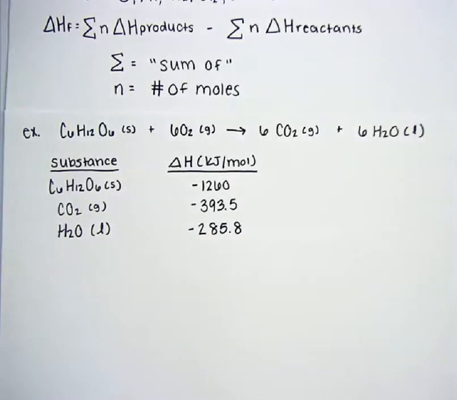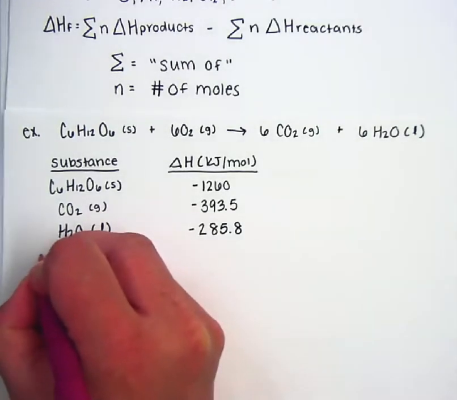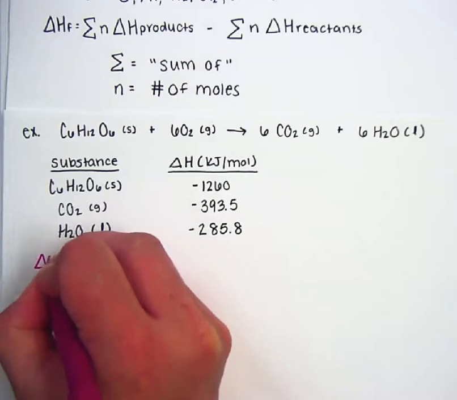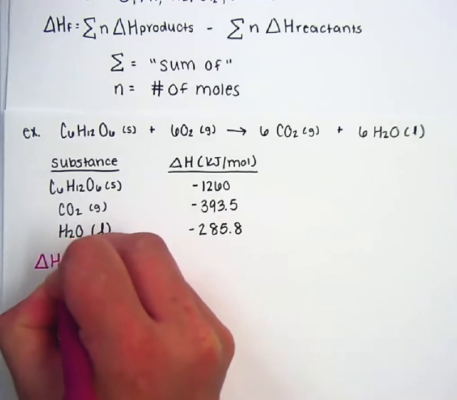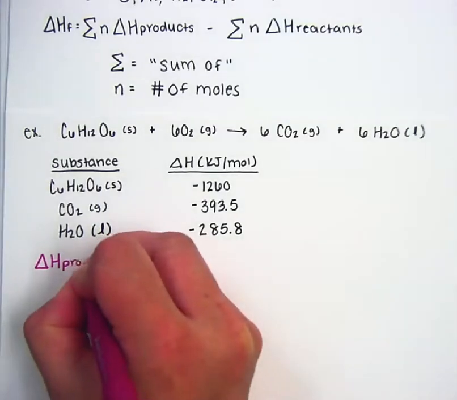Alright, so we're going to calculate delta H. You can do this as one big problem, and that is perfectly fine. But what I notice is there are a lot of calculation mistakes. So what I'm going to do is calculate the products, then calculate the reactants, and then we'll put it together.